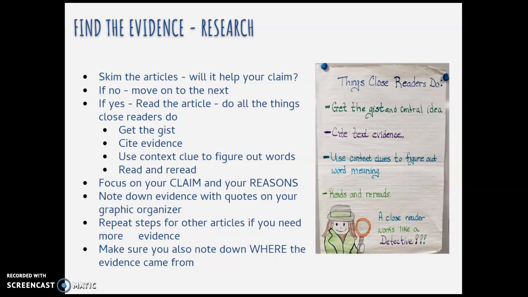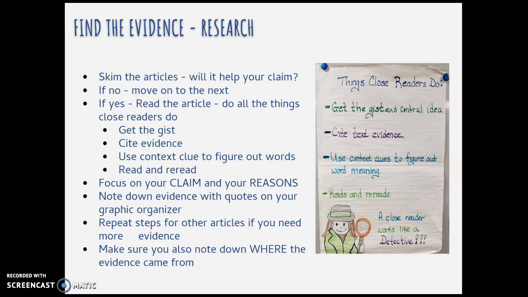But when you go to find your evidence for your reasons, the first step is to try to find an article that is going to help you. So you're going to pick an article and you're going to skim it. Just do a real quick read, kind of look through it to see what it's about. Is this going to help your claim? If your claim is about pollution killing off the fish, and you have an article right there about pollution filling up landfills, that's not going to help with an article about fish. So move on to the next one.